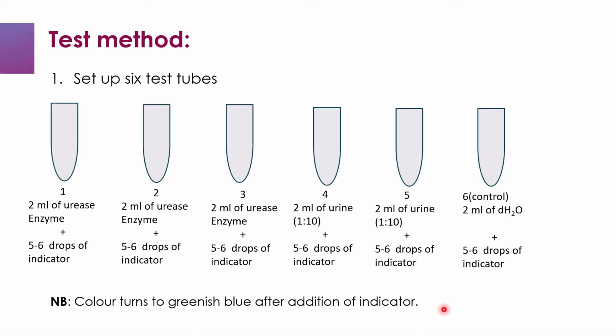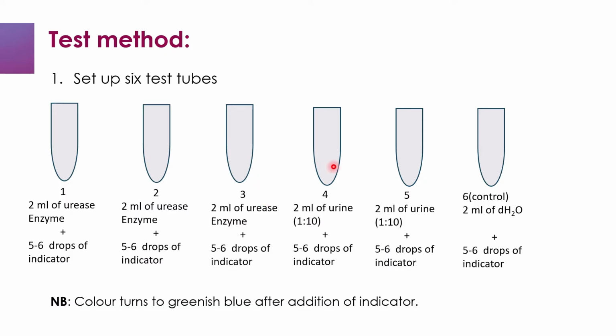Now let us look at the test protocol or method. First is to set up 6 test tubes. So this is the first test tube, second, third, fourth, fifth, and sixth. The first test tube should contain 2 ml of our urease enzyme plus 5 to 6 drops of our indicator. Test tube 2 also contains 2 ml of urease enzyme plus 5 to 6 drops of indicator. The third test tube contains 2 ml of our urease enzyme plus 5 to 6 drops of indicator.